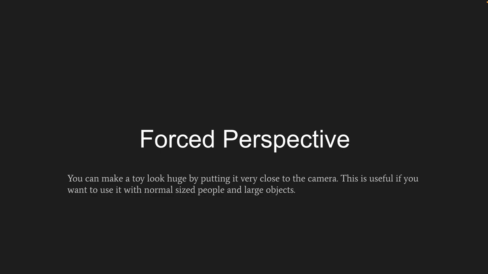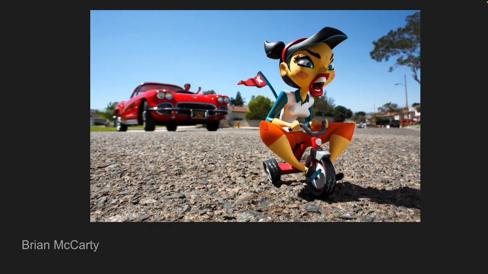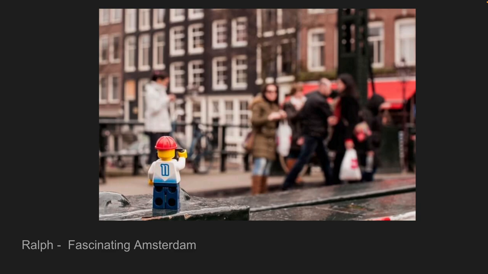Forced perspective is when you can make a toy look huge by putting it very close to the camera. So this is useful if you want to use it with normal sized people and large objects. Okay, so essentially getting right up and personal with your toy and then shooting from a specific angle will help make them look larger than life. So here the toy looks really big and comparable to the car in the background. Here, this Lego figurine also looks like they could maybe be regular sized with the people in the background.